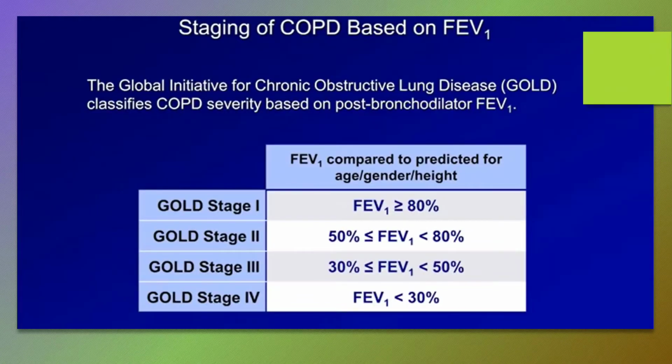Now if we suspect obstruction, the severity of obstruction is categorized by GOLD criteria. If FEV1 is more than 80%, it is GOLD stage 1. If it is less than or equal to 80% and more than or equal to 50%, then it is stage 2. If FEV1 is less than 50% but more than or equal to 30%, then it is stage 3, and if it is less than 30%, it is GOLD stage 4.